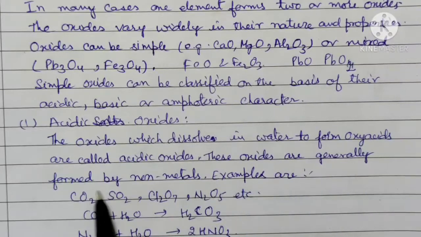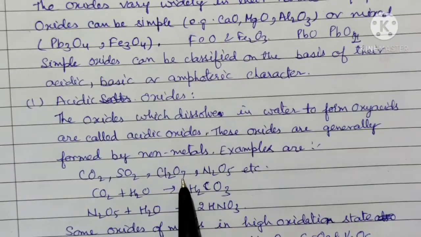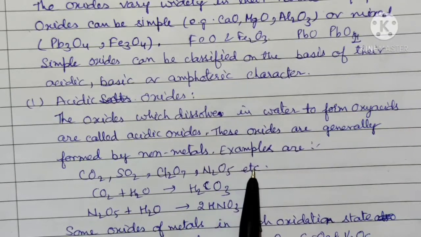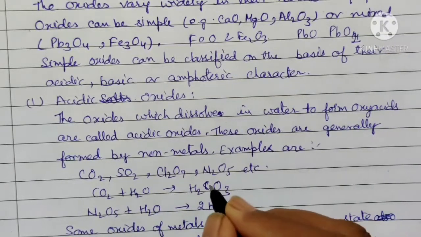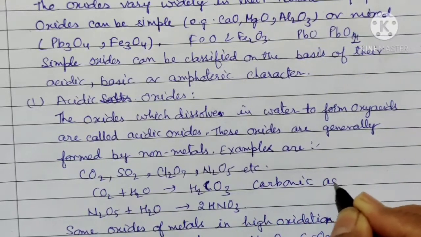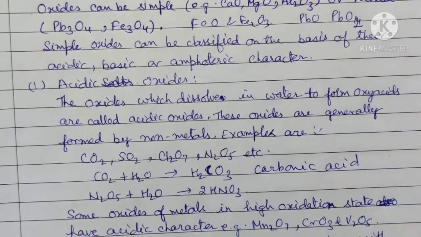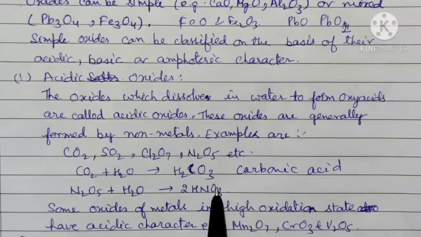These oxides are generally formed by non-metals. Examples are carbon dioxide, sulfur dioxide, dichlorine heptaoxide and N2O5, nitrogen pentaoxide. Now we can take the example: when carbon dioxide is dissolved in water it forms carbonic acid. And when nitrogen pentoxide is dissolved in water, it forms nitric acid. In this way they form acids, so they are called acidic oxides.